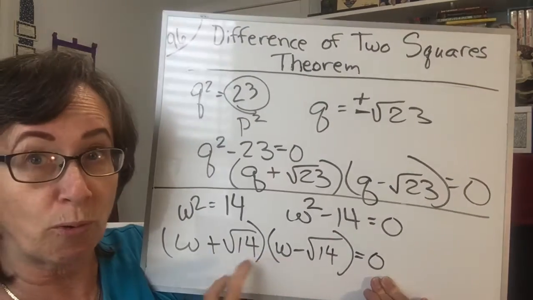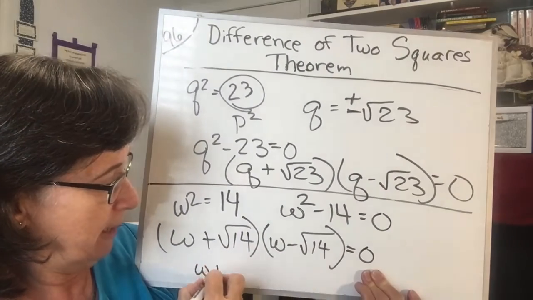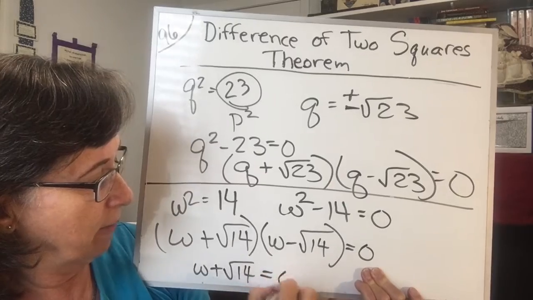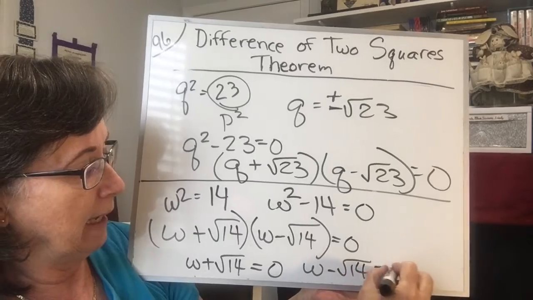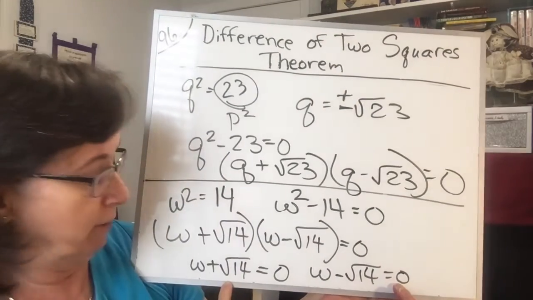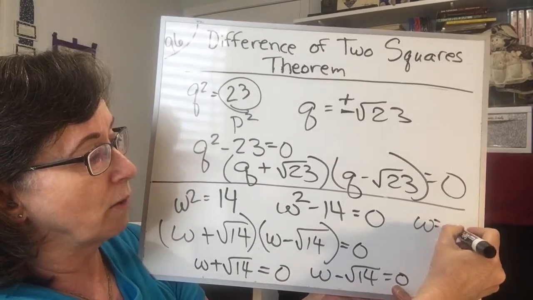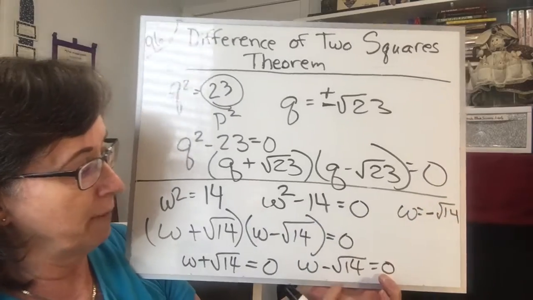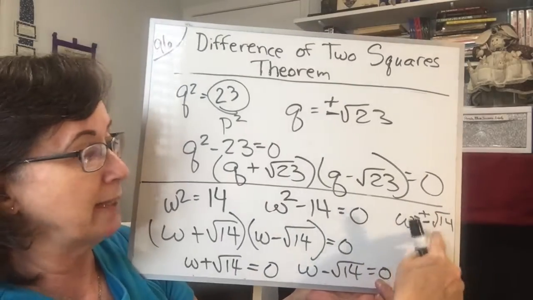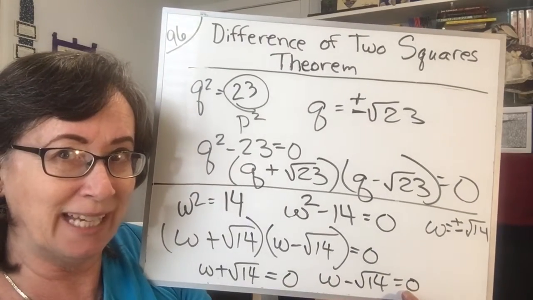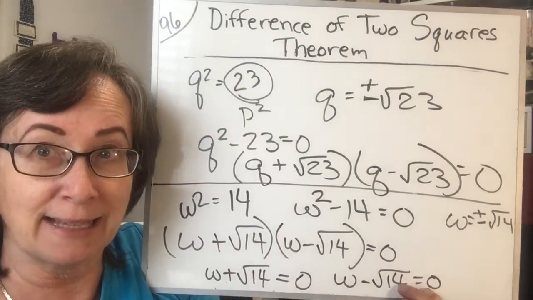Since their product equals 0, then we set this one equal to 0, w plus square root of 14 equals 0. We set this one equal to 0, w minus square root of 14 equals 0. We solve, and we get w equals a negative square root of 14. And then from this one, we get the positive square root of 14. W is equal to plus or minus the square root of 14. So, your book wants you to be able to explain that process.